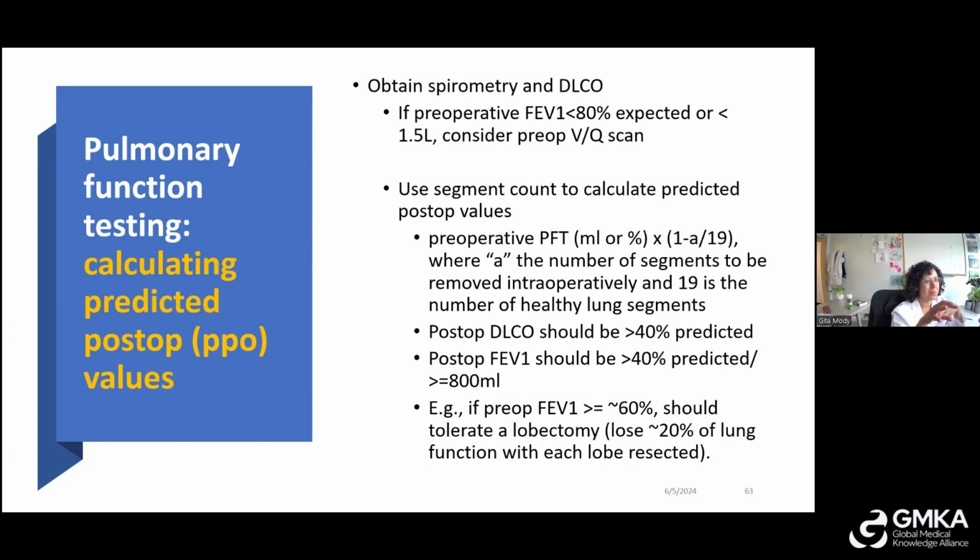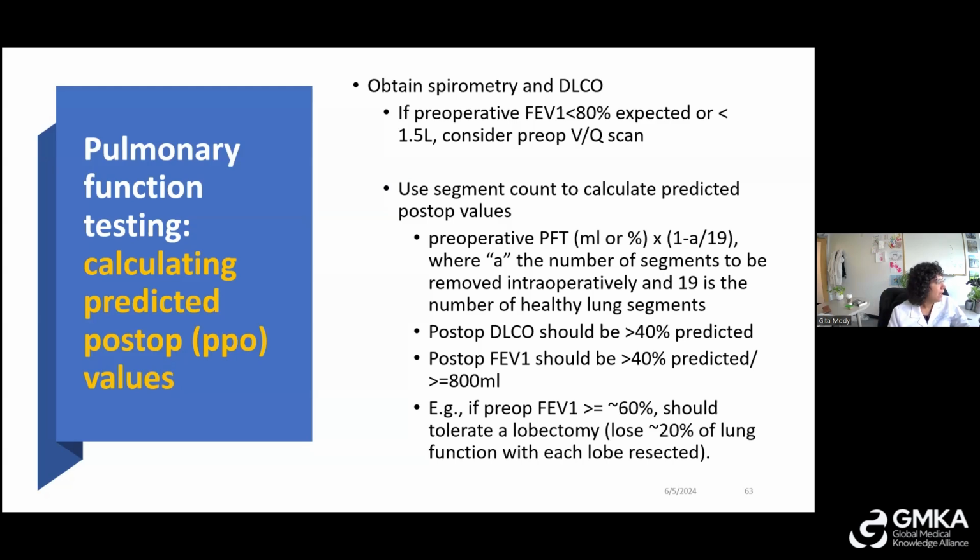And so of their predicted percent of reference pulmonary function tests, what will they be left with? You can use a rough rule of thumb that each lobe is about 20%, but because the perfusion is different in the upper and the lower lobes, and the number of segments is different, it can surprise you how readily someone would tolerate an upper lobectomy, but how poorly they tolerate a lower lobectomy. And I'm sure you have that in your experience too.